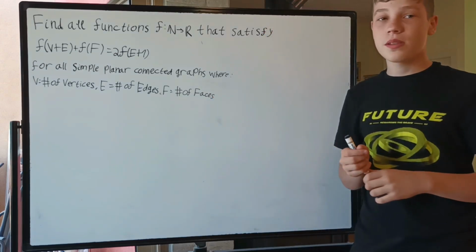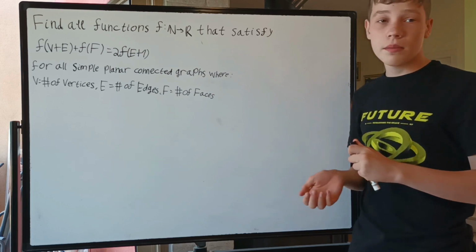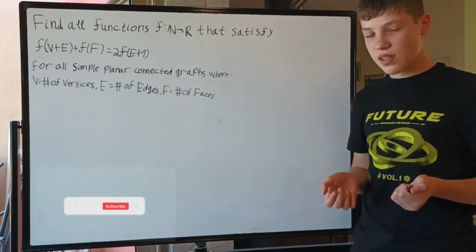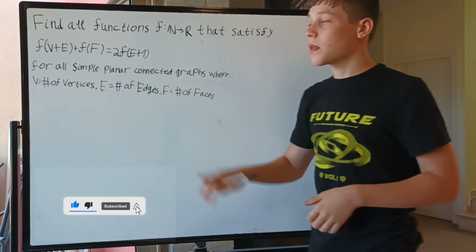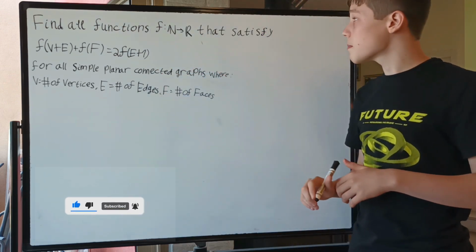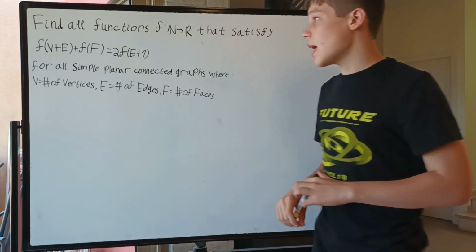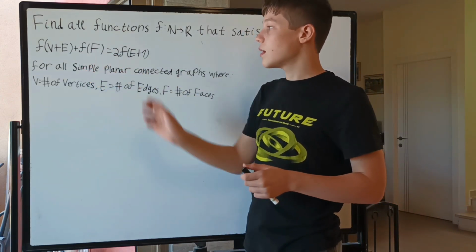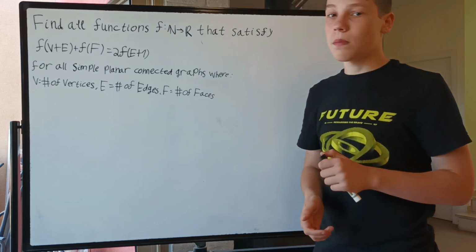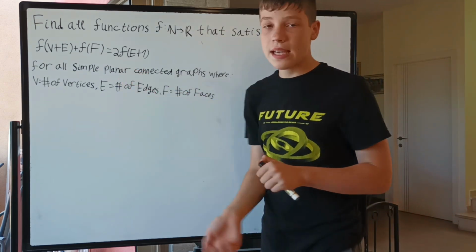Today we're going to do this problem. This is going to be a functional equation, but sort of a different kind. So we need to find all functions f from the natural numbers to the real numbers that satisfy f of v plus e plus f of f equals 2f of e plus 1. Now I need to explain what v, e, and f symbolize.